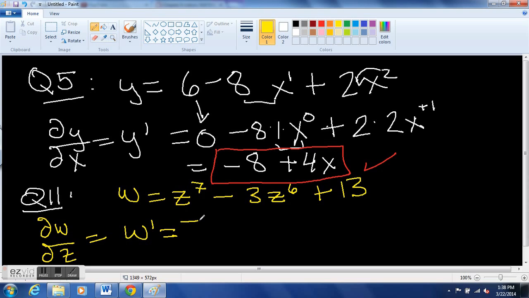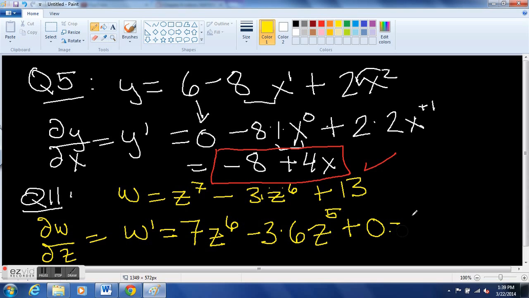Power rule, 7 jumps in front, 7z, subtract 1, to the 6th, minus 3 times, 6 jumps in front of the bus. It's sacrificing itself for the power rule. Subtract 1, 5, plus the derivative of 13, that's a constant, is 0. So the answer is 7z to the 6th minus 18z to the 5. I crossed my z's so they don't look like 2's.